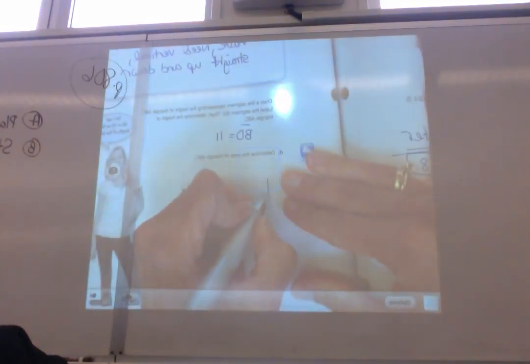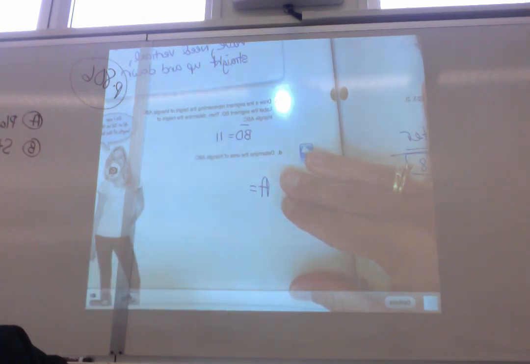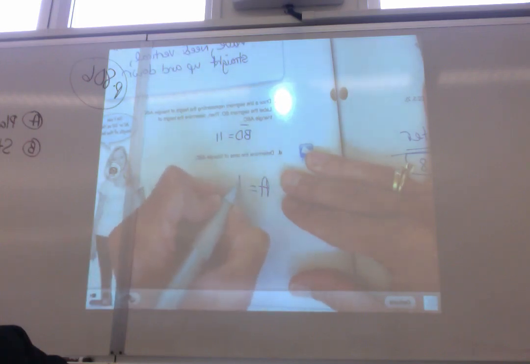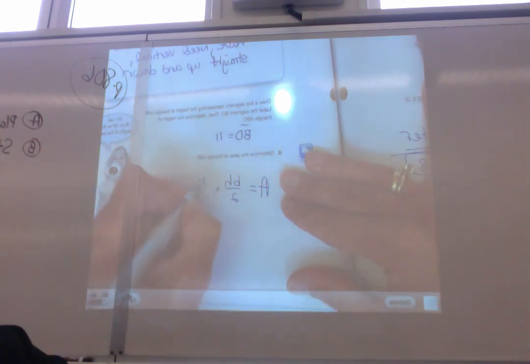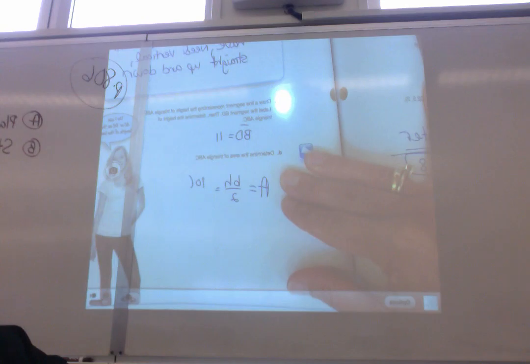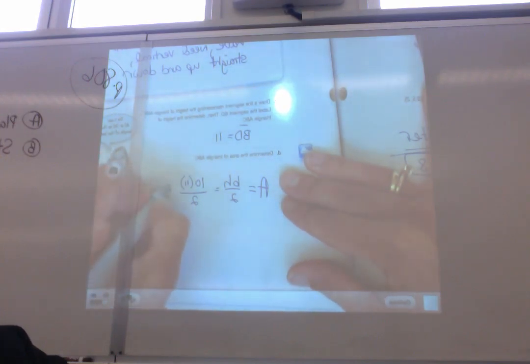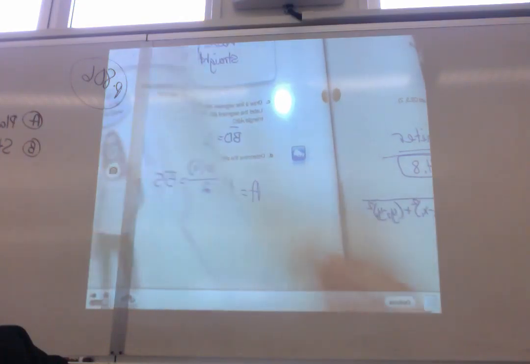Determine the area of the triangle. Area equals. What did we say area equals? Base times height divided by 2. What was the length of our base? 10. What was our height? 11. What's 10 times 11? You were trying to do that, huh? 55. Flip the page.